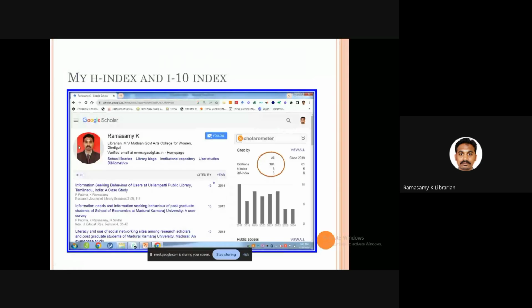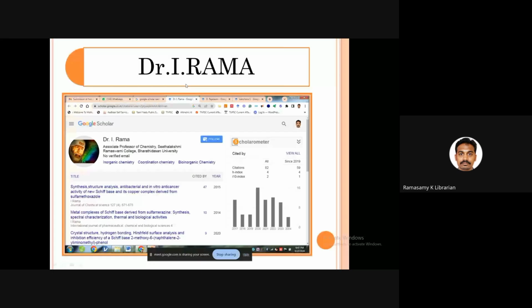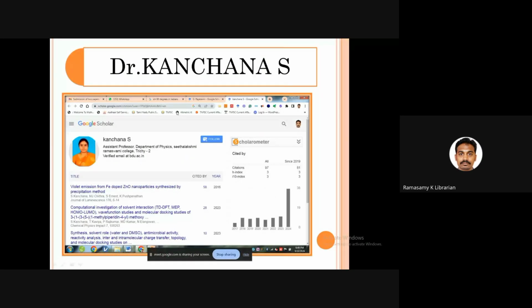Good, fine. For example, this is my profile. You can see here, my H index is 6 and I-10 index is 3. Fine. And what about Dr. I. Rama of Department of Chemistry, Sitalakshmi Ramaswamy College? Madam's H index is 4 and I-10 index is 2. And what about Kanjana ma'am, the same college? H index is 3, I-10 index is 3.